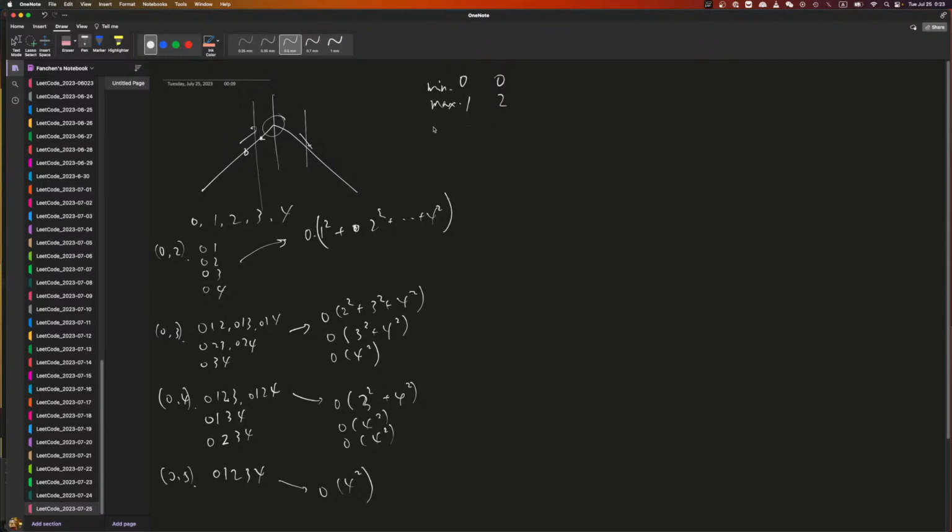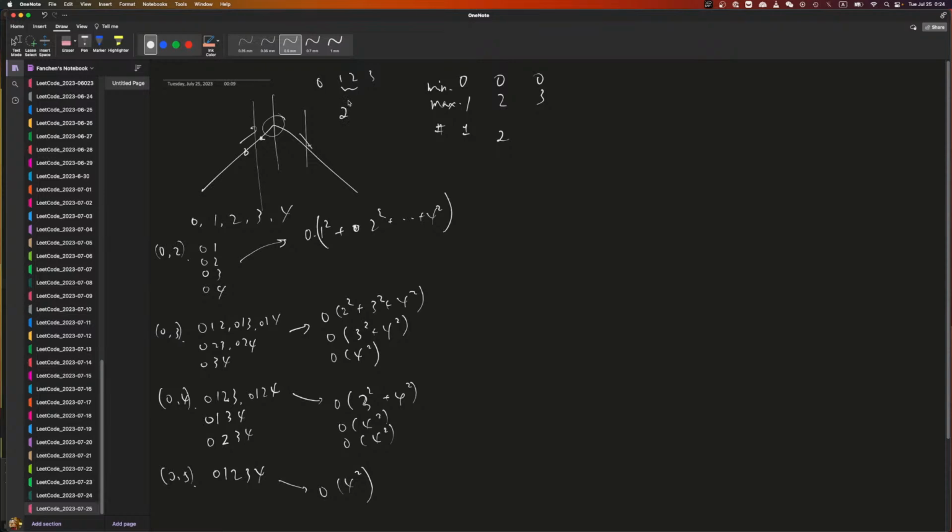So the number of possibilities, this is just 1 for 0, 1. For 0, 2, we have 0, 1, 2, so this will have 2 possibilities. For 0 and 3, in between we have 1, 2, we have 2 values, plus an empty. So basically, this shall have 3.